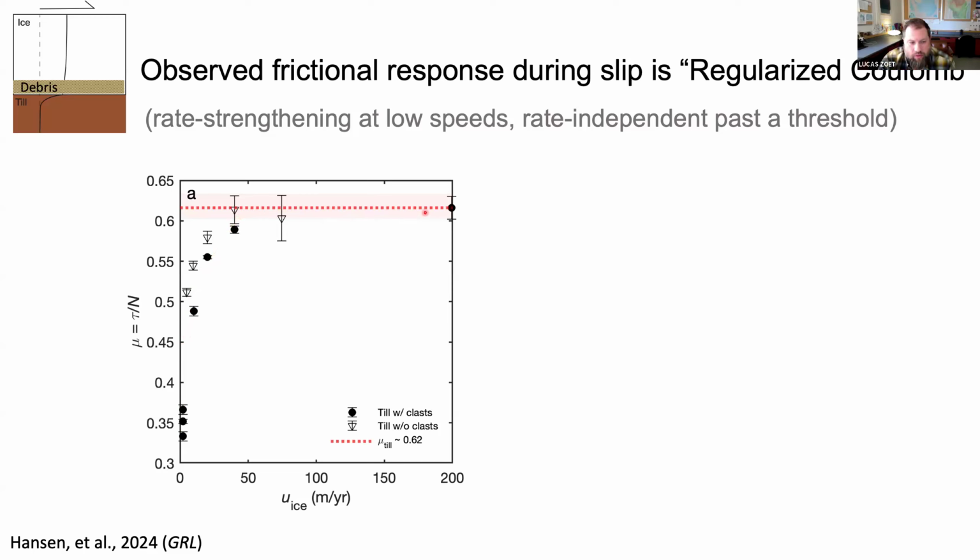If you had asked me before we ran this experiment if this is what we would find, this is not what I would have hypothesized. I would have hypothesized you put a bunch of debris in the ice and you slide it over this granular bed, it's probably going to just behave like a Coulomb material all the time, but it didn't. We still had this sort of rate-strengthening component before we got into the truly Coulomb regime.